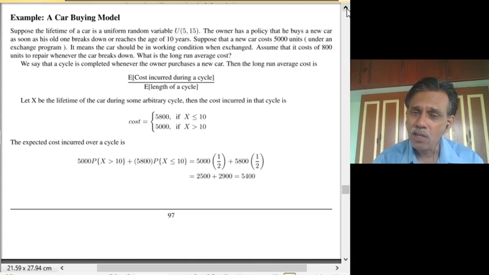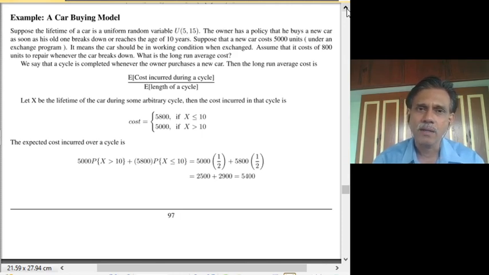Otherwise, when the age becomes 10, he becomes very worried that anytime it may break down. So, even though there is a likelihood that it can work till 15 years, he will again discard it once 10 years is over and then buy a new car.